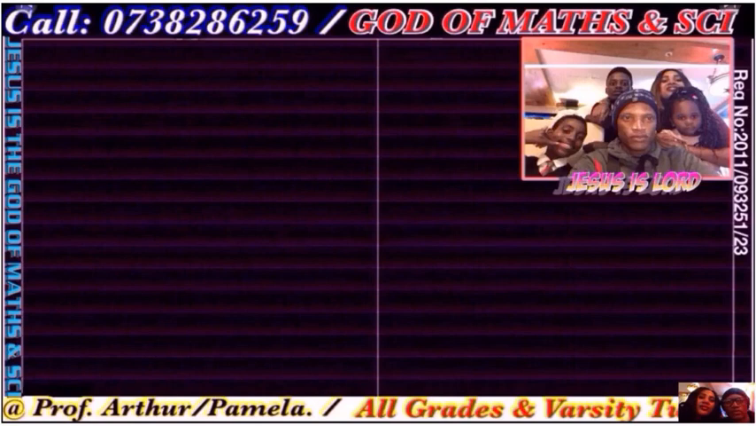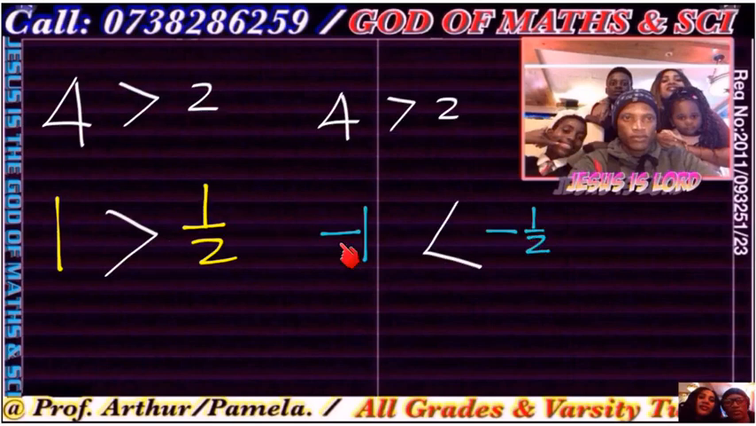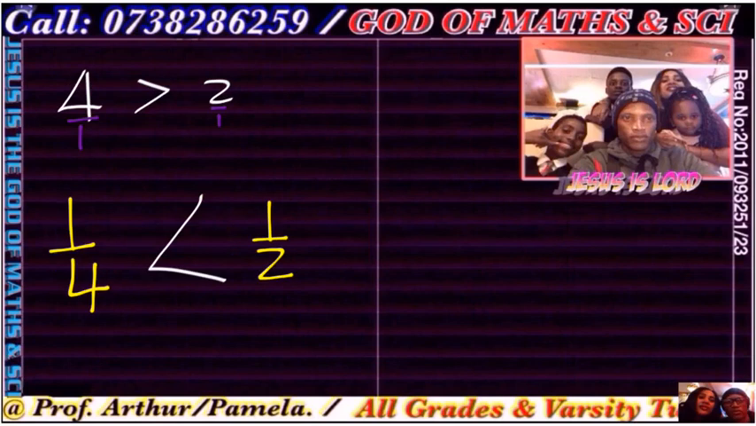Another one is when you turn them upside down. If I've got 4 is greater than 2, you already know it's 4 over 1 and 2 over 1. Let's write 1 over 4, the 4 upside down, and on the other side 1 over 2. Now, which one is bigger? So you reverse the sign when you divide by a minus. You reverse the sign if you flip both sides.